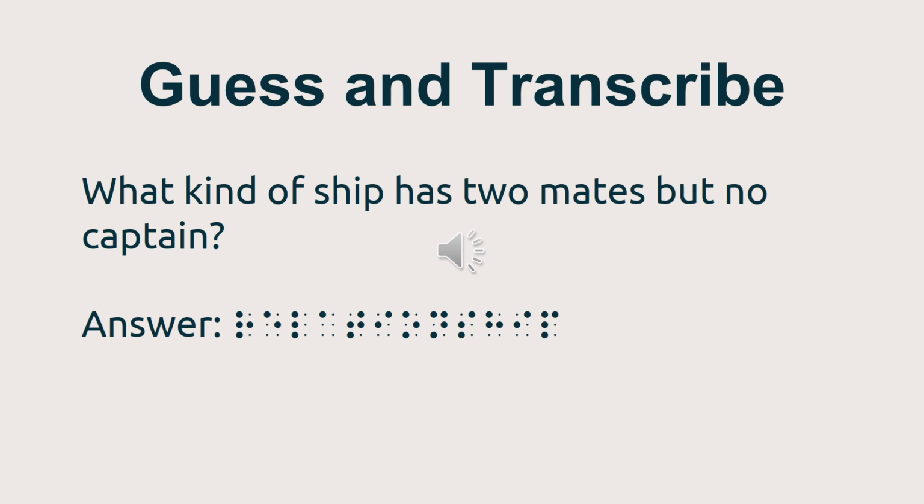Here is our third and last riddle in this set. What kind of ship has 2 mates but no captain? Pause the video. Then, guess and transcribe. The correct answer is relationship.